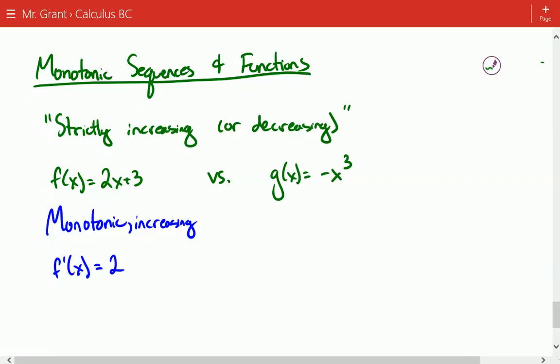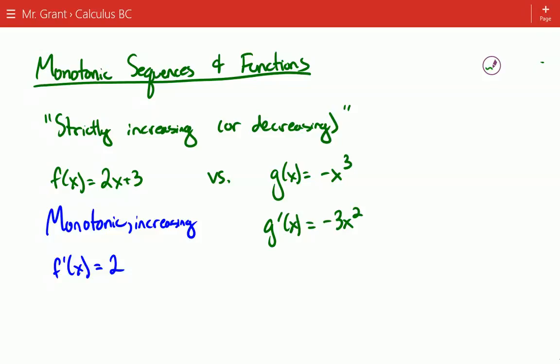Next, g of x, negative x cubed. That one's a little bit different because we don't know the slope. But if you take a peek at its derivative, that's negative 3x squared. The graph of negative 3x squared is this parabola right here. And that parabola is negative everywhere or 0, and that's okay. That tells us that the slope of this graph is negative everywhere or at least flat. So this is going to be a graph that's decreasing everywhere, or at least it stays constant, and for it to be monotonic, it can stay constant. So this is an example of a function that's monotonic, and it is decreasing everywhere.